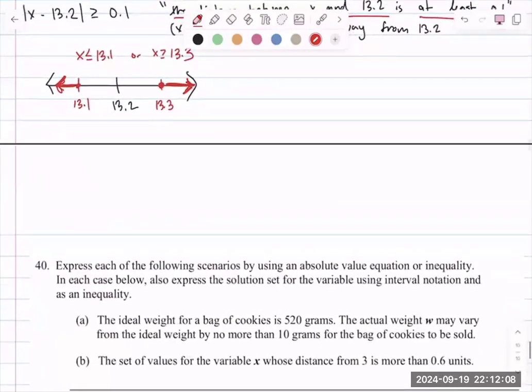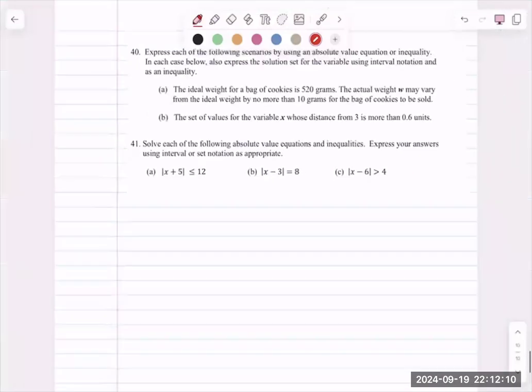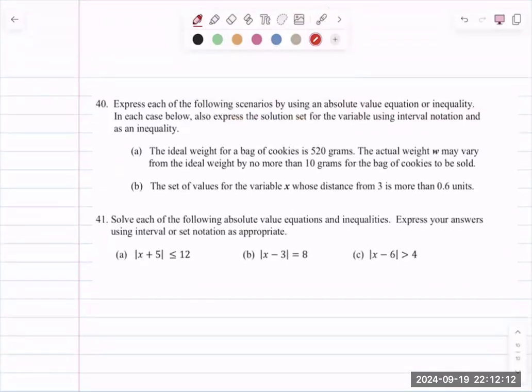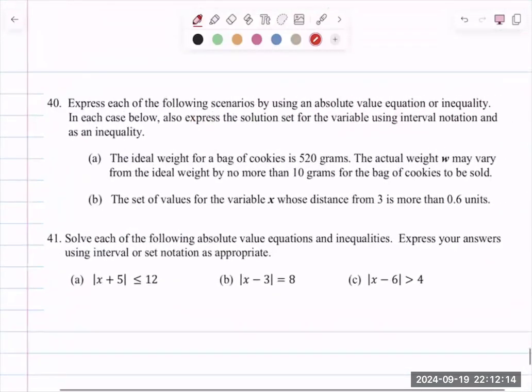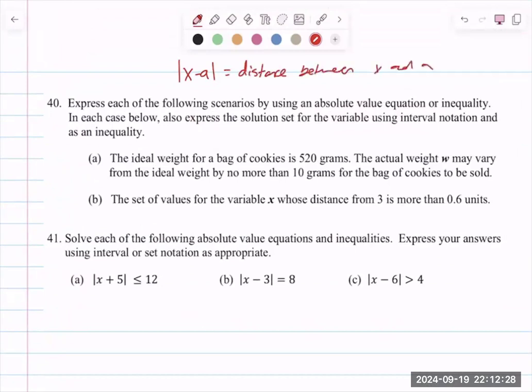Okay, I hope that's clear. We're going to do some practice problems, and then we're finished. So question 40 asks us to express the following scenarios by using an absolute value equation or inequality. So remember, absolute value of x minus a is the distance between x and a. So we also want to express it using interval notation and as an equality.